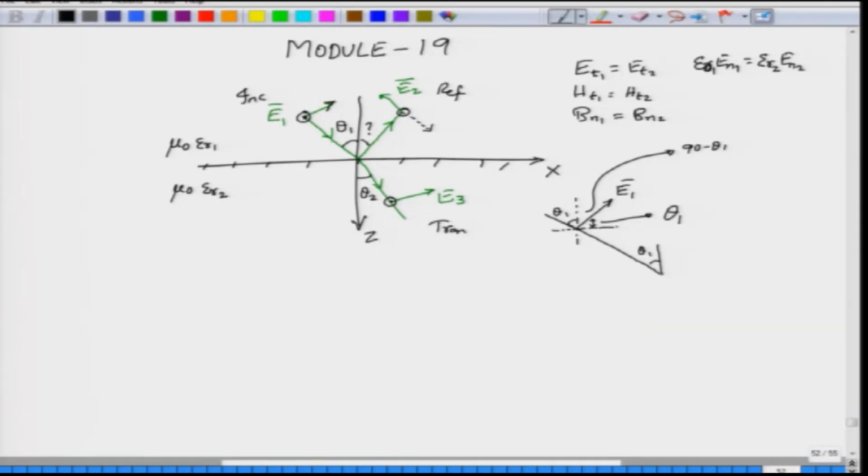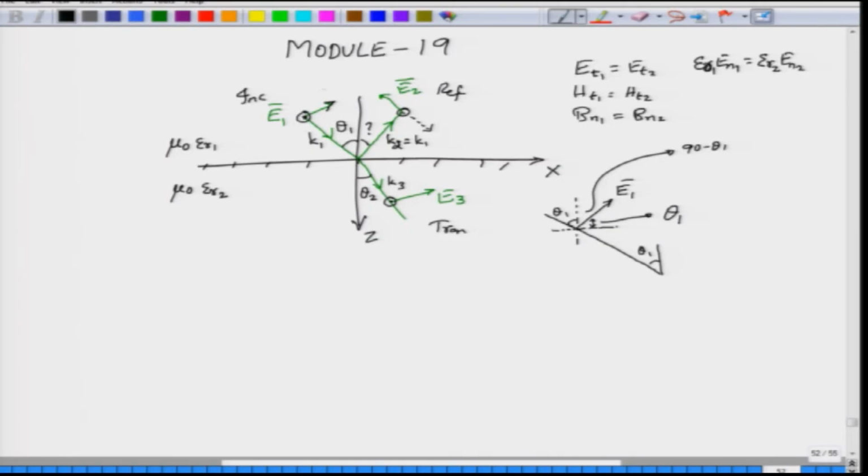I have this k vector here, which is k1, this k vector is also k1, whereas this k vector is k3. I will write k2 equals k1 because these two, in magnitude, are in the same medium. And this is k3. We will now look at the tangential component of the electric field in medium 1 and the tangential component of the electric field in medium 2 and equate the two.